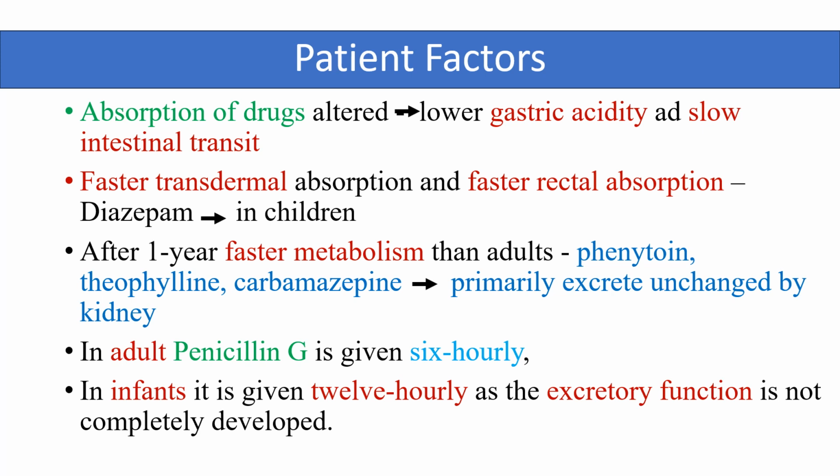After 1 year, there is faster metabolism than in adults for some drugs like phenytoin, theophylline and carbamazepine, while others are primarily excreted unchanged by the kidney. In adults, penicillin G is given 6 hourly, while in infants it is given 12 hourly, because the excretory function is not completely developed in children.